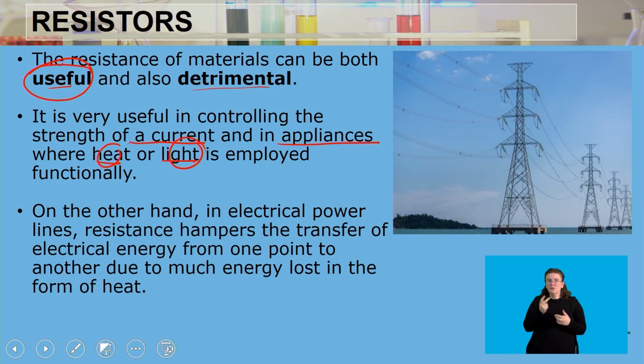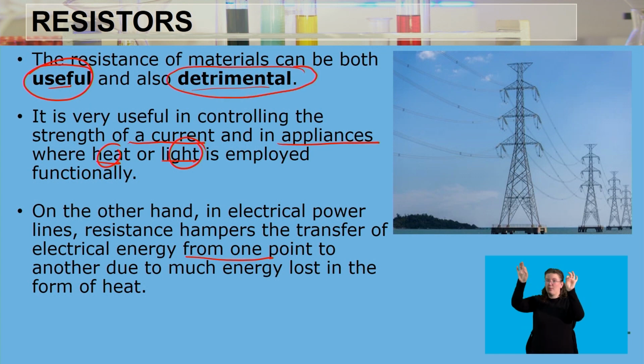On the other hand, in electrical power lines, the resistance hampers the transfer of electrical energy from one point to another due to much energy being lost in the form of heat. So it is detrimental to us because we need to transfer energy from one point to the other, and that energy is transferred through wires, and those wires have resistance.